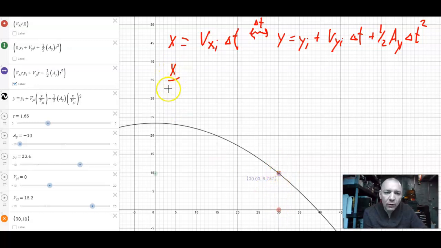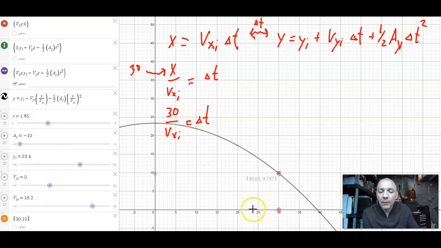We can say, look, x over vxi is going to be delta t. And here again, we want this x to be 30. So if we're going to solve this for hitting that spot, the orange spot, 30,10, we would say, okay, well, whatever happens, 30 over vxi, that's going to be the time it gets to 30 meters from our start, horizontally. And so right here, we got a nice little solution. So we can figure out how long it takes to get to 30. We can plug that into our y equation right away.